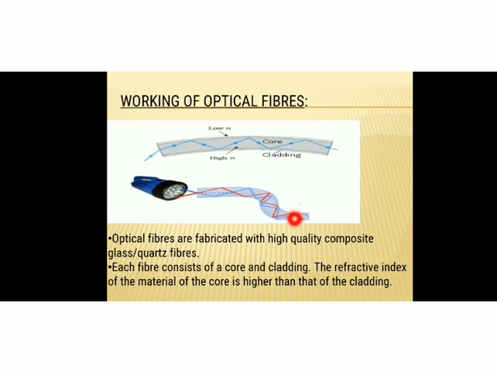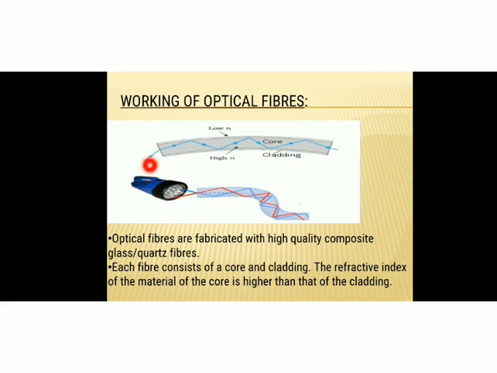The refractive index of the material of the core is higher than that of the cladding. That is the most important thing. The refractive index of the core, that means the inner area, is greater than that of the cladding. So which will be denser? There will be a difference in the density of the core and cladding. The refractive index of the core is more, so its density will be more. The refractive index of the cladding is less, so its density will be less. So there is a difference in density.